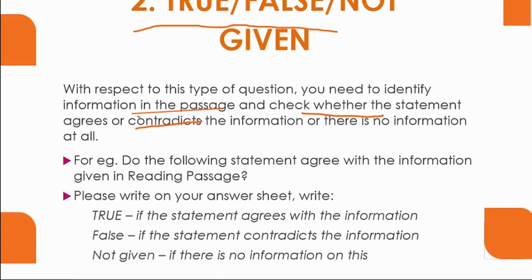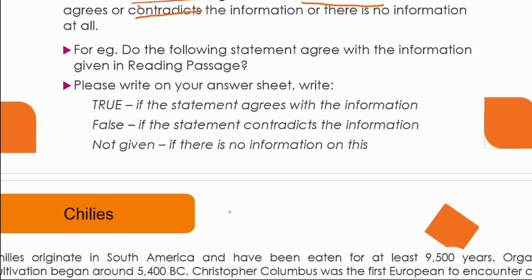For example, do the following statements agree with the information given in the passage? Please write on your answering sheet the following. If it is true, if the statement agrees with the information, if the statement contradicts the information, then you need to write false, and if there is no information at all in the passage, then you need to write not given.